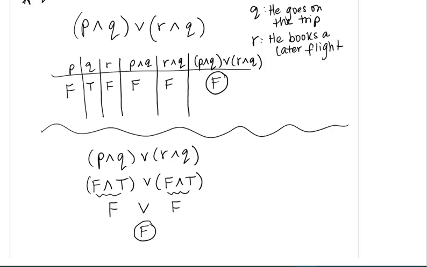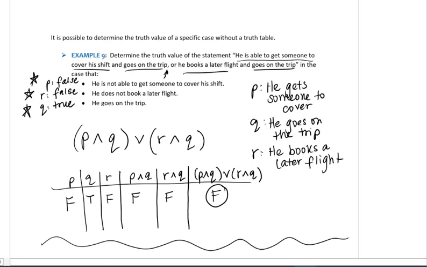And I've just shown two different ways to do it. One way is to just make the appropriate row of the truth table. Another way to do it is just to insert the true and falses into the symbolic statement and then use the rules of logic to work it out. This concludes example 9.